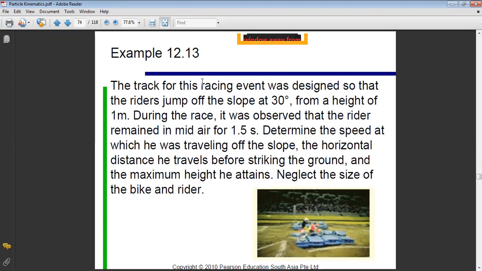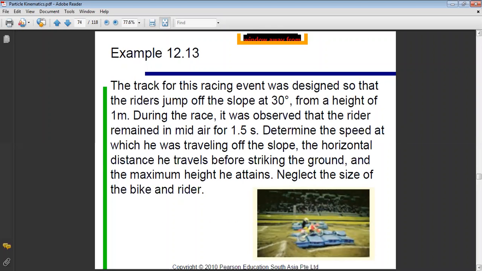The track for this racing event was designed so that the riders jump off the slope at 30 degrees from a height of 1 meter. During the race, it was observed that the rider remained in mid-air for 1.5 seconds. Determine the speed at which he was traveling off the slope, the horizontal distance he traveled before striking the ground, and the maximum height he attains. Neglect the size of the bike and rider.